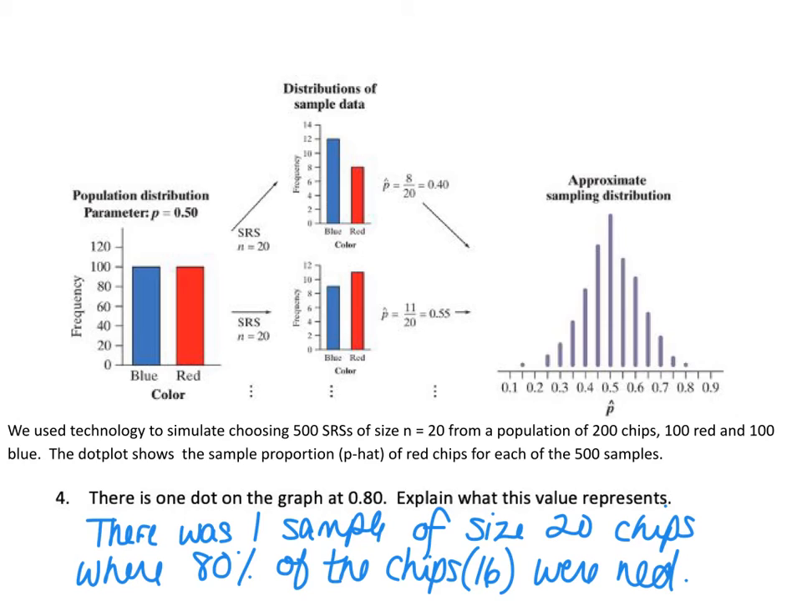This means that there was just one sample of size 20. Okay, make sure you always state the size because every one of these was a sample of size 20. There was one sample of size 20 chips where 80% of the chips, which would be 16, were red, because 80% of 20 is 16. So each dot on here is one sample of size 20 and finding the proportion of red of that size 20.